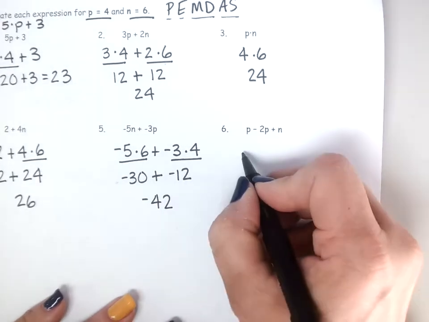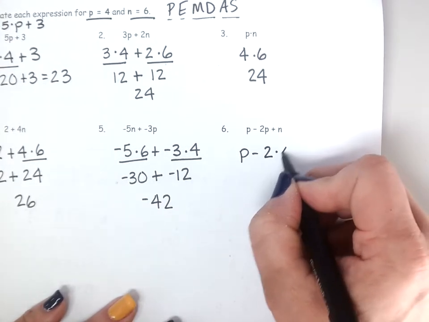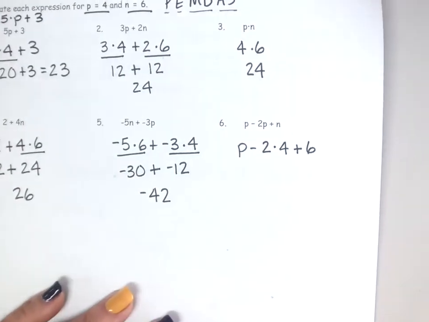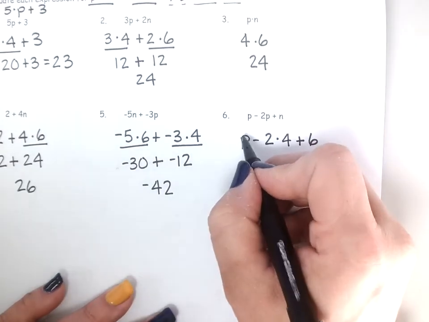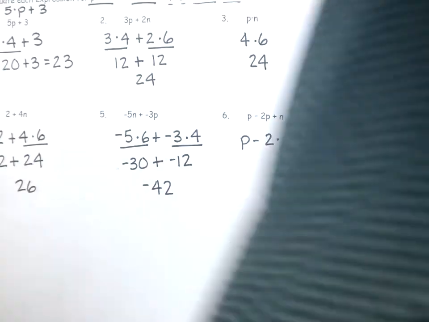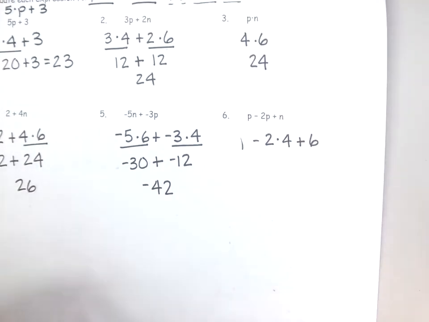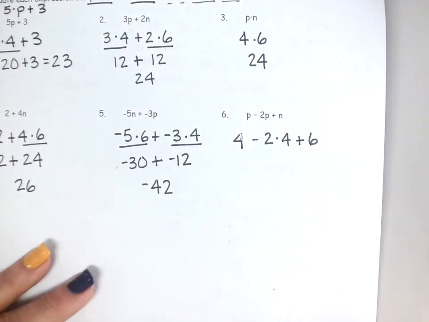All right, p minus 2 times 4 plus 6 for n. Oops, I forgot, that's supposed to be a 4. Switch that. Forgot to do a 4. All right, so 4 minus 2 times 4 plus 6, because p is 4.